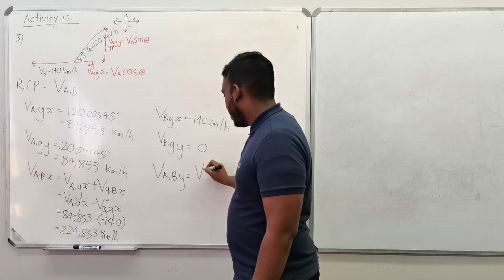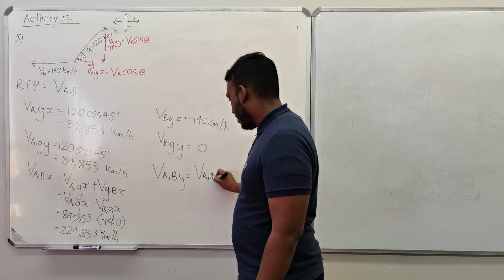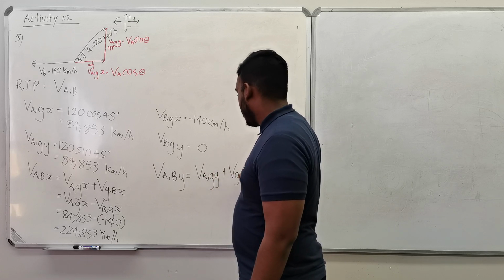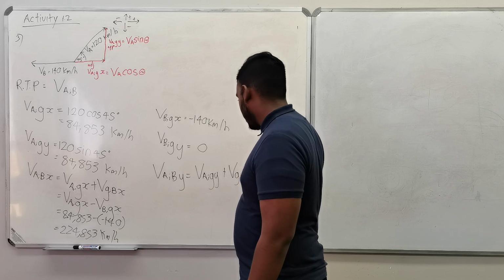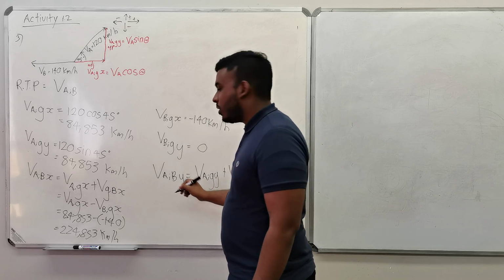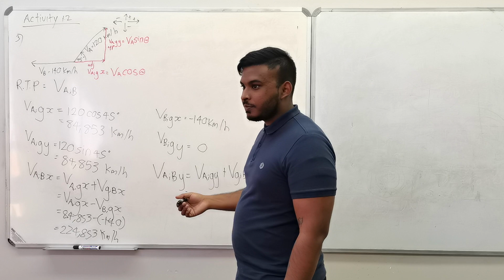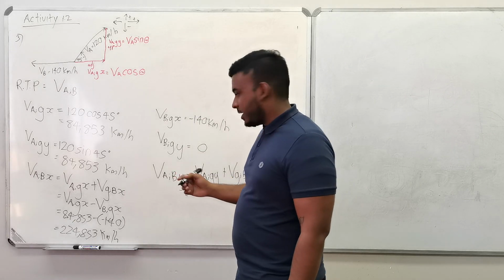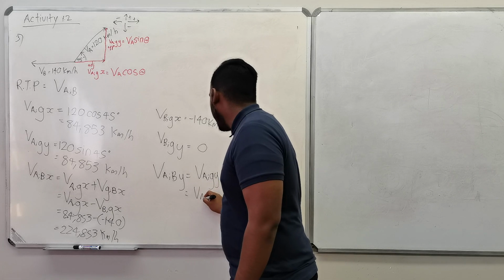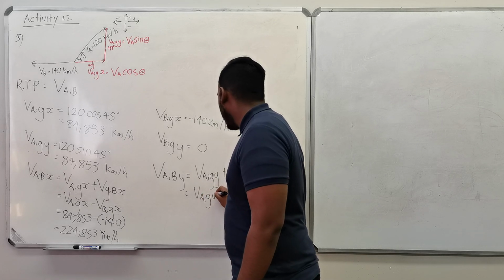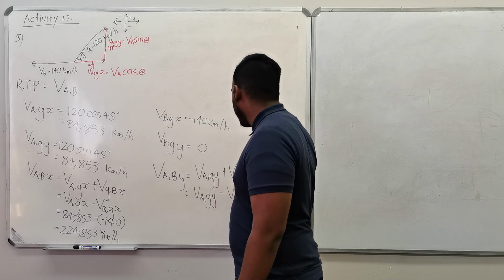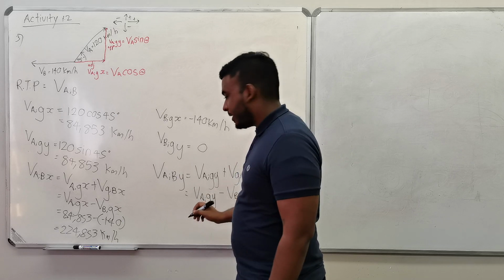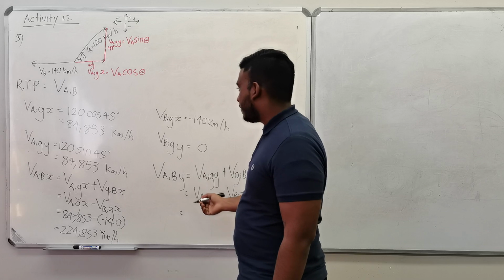So the velocity of A relative to B along your y-axis would be equal to what? The velocity of A relative to the ground on the y-axis plus velocity of the ground relative to B on the y-axis. Right. Then you'll have to change the relative to the same factor, right? So you say velocity of A relative to the ground along your y-axis minus the velocity of B relative to the ground along your y-axis. Then you substitute your values.